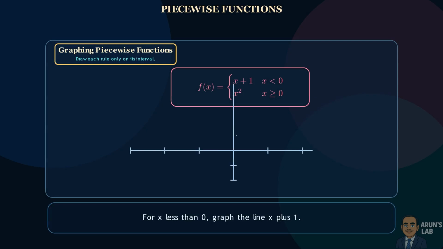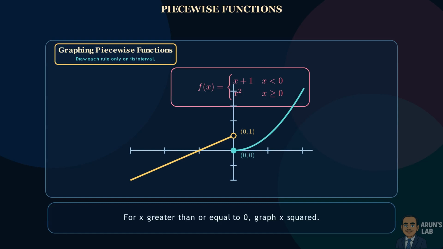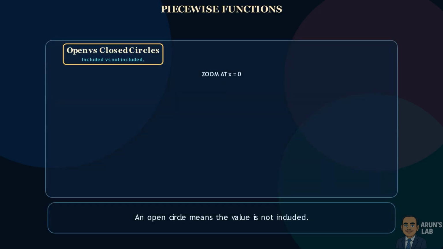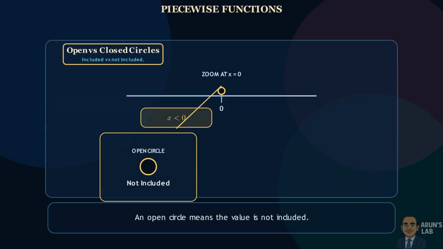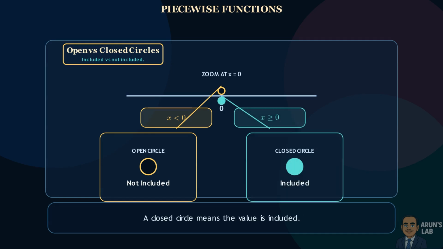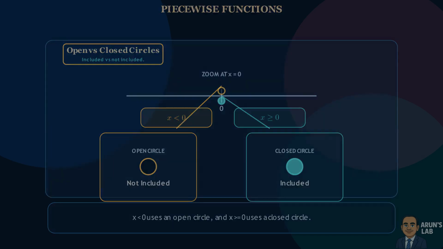Now let's graph this function. For x less than 0, we graph the line x plus 1. For x greater than or equal to 0, we graph the parabola x squared. This is very important. An open circle means the value is not included, and a closed circle means the value is included. So when we see an open circle at 0, it means that 0 is not included, and when we see a closed circle at 0, that means 0 is included.